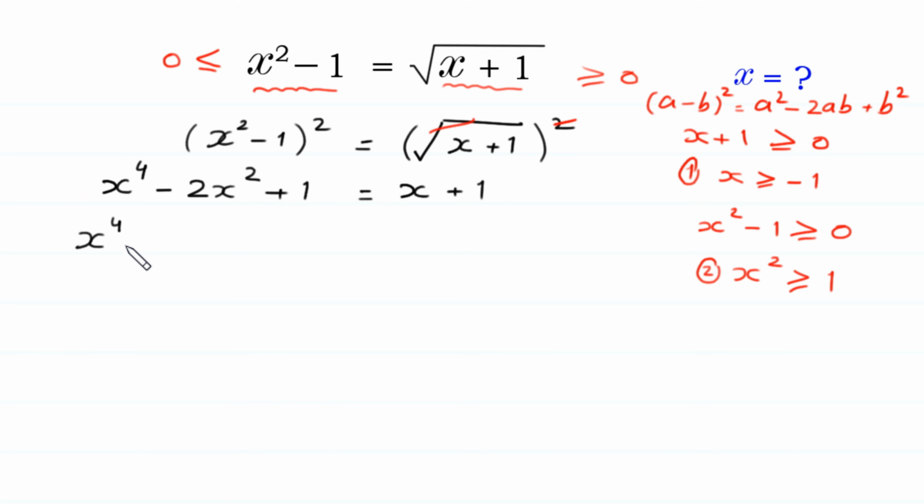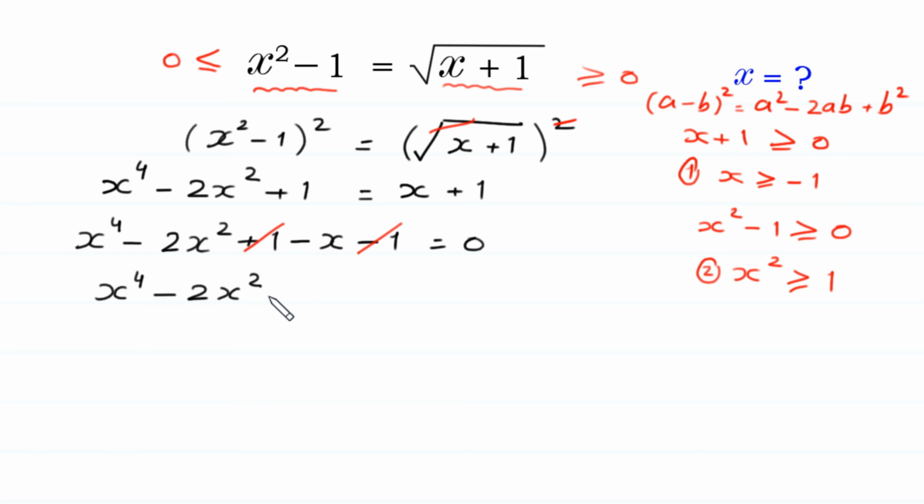Now we move this x plus 1 to the left side. x to the power 4 minus 2x squared plus 1. This plus x becomes negative x at the left side, and this plus 1 becomes negative 1 at the left side, is equal to 0. Now this plus 1 will be cancelled with this minus 1, and here left x to the power 4 minus 2x squared minus x is equal to 0.